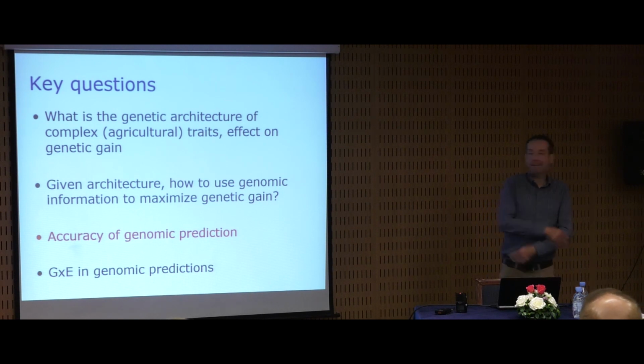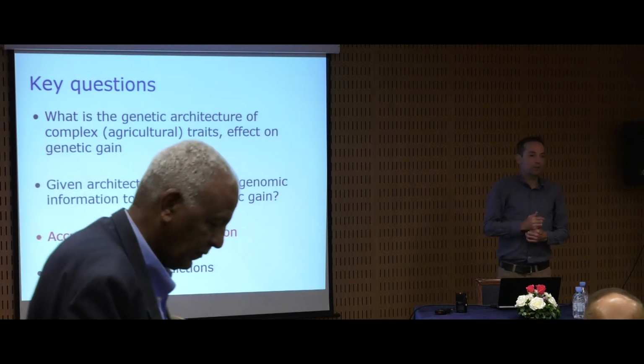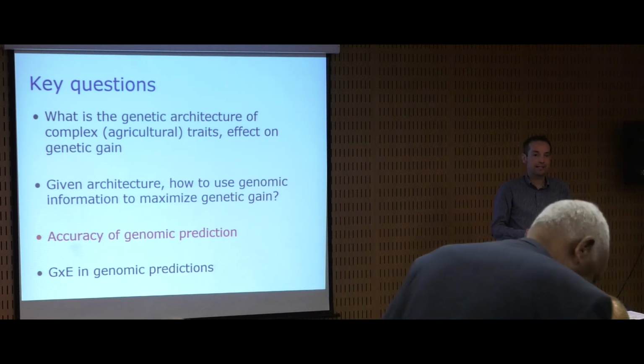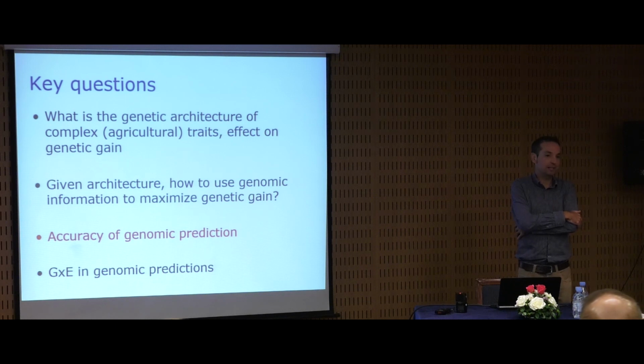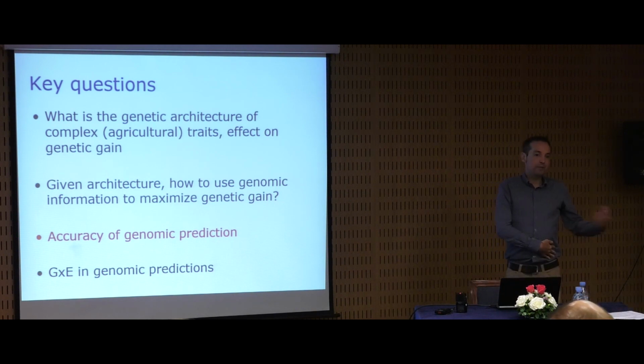Okay, so we'll get started again. So we've been through the architecture of complex traits, saying that often for a lot of traits there are many mutations affecting that trait. We've been through different methods for genomic selection, how to actually use your SNP data. The next topic is how accurate your genomic predictions, your genomic breeding values, will be with a certain size of reference population and other parameters. In other words, how big do you have to make your reference populations to get a certain accuracy and to have a noticeable effect on the rate of genetic gain?